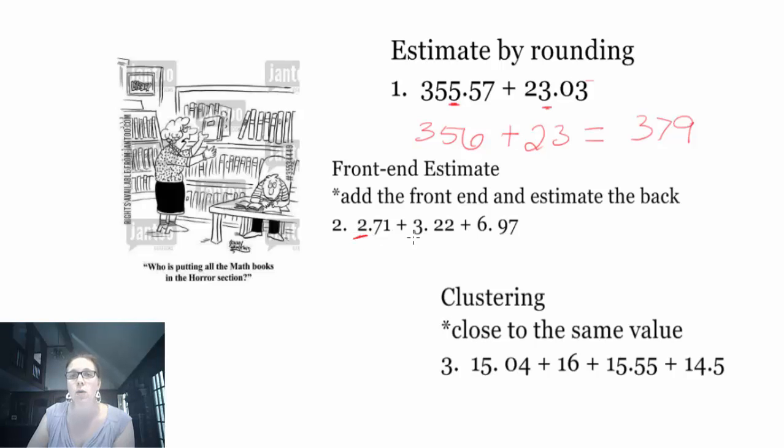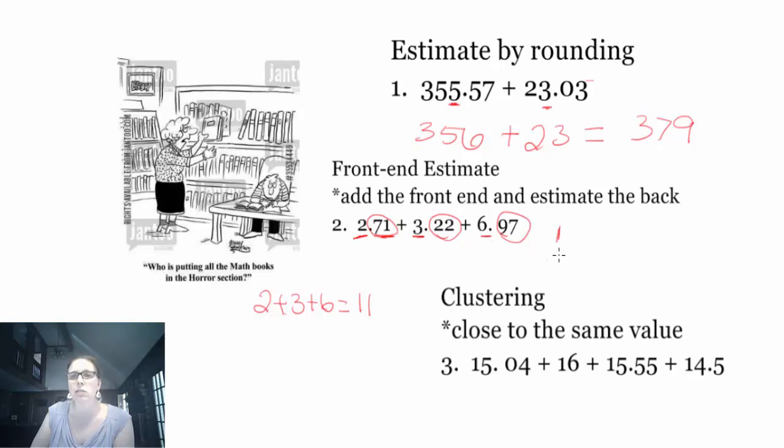So we have 2, 3, and 6. 2 plus 3 plus 6, so that's 11. And then you round your next numbers, your numbers to the right of the decimal. So 0.71 is pretty close to 1.